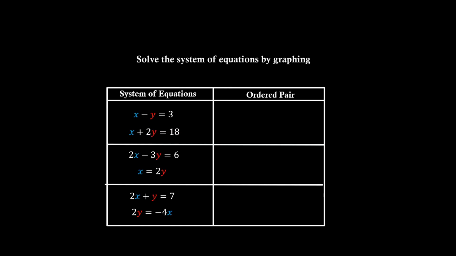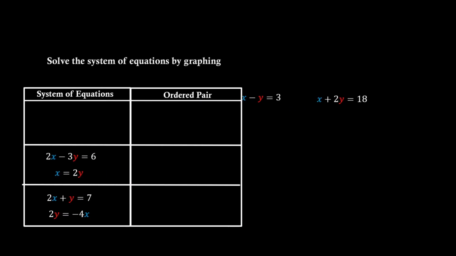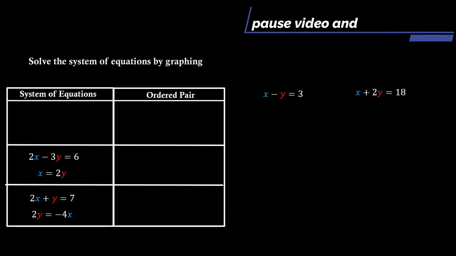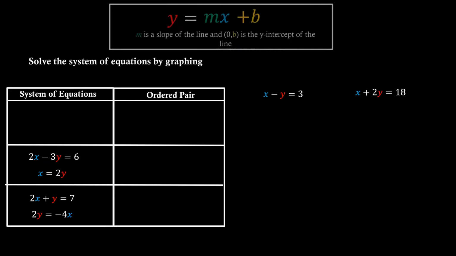In this video, we'll be solving systems of equations by graphing. So let's do some examples. Given the equations x minus y is equal to 3 and x plus 2y is equal to 18, graph the equations and find the point of intersection. Now, if we can get these equations written in slope-intercept form, we can quickly graph them.